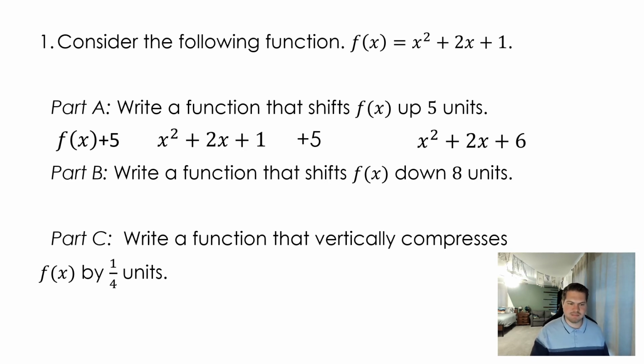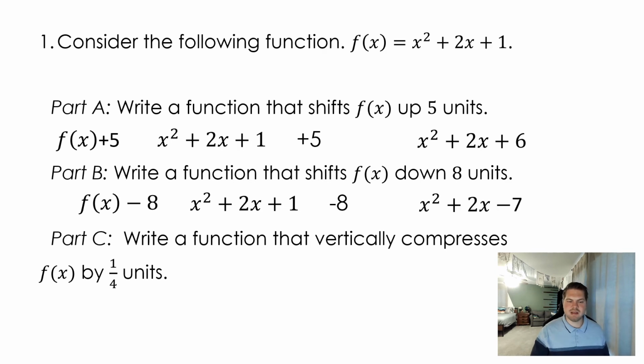Easy peasy. Now we want to do down 8. Well, instead of plus 5, we are just doing minus 8. So similarly, we're going to do 1 minus 8 because those are like terms. And instead of plus 1, we have minus 7. Hopefully you see how we are able to get those.